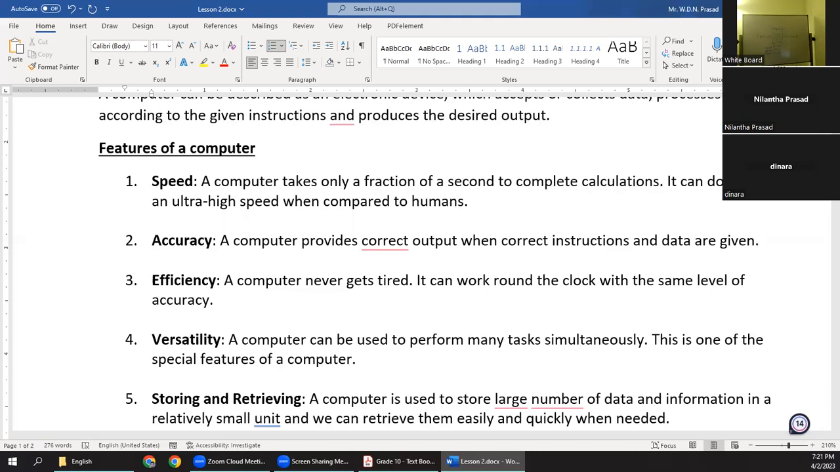So let's say you do some calculations on a certain mathematical problem today. When you do it tomorrow, you will make a mistake. But computers, even if it do today or tomorrow in such a great speed, it will not do any kind of mistakes. Okay, write down the next one.